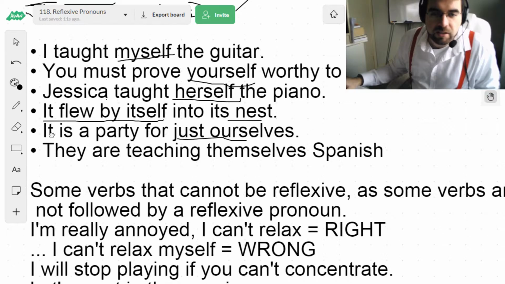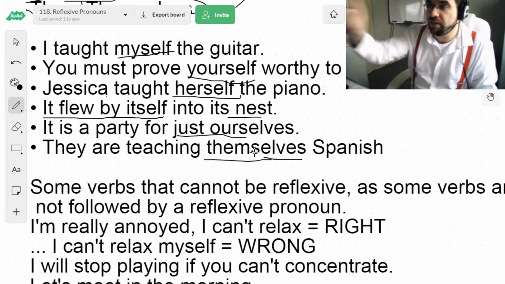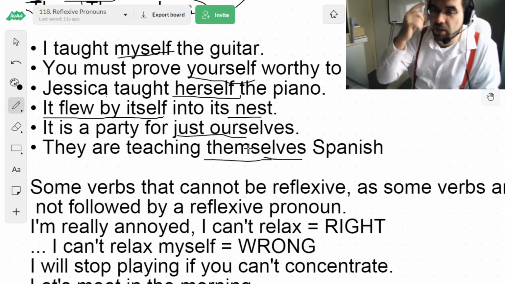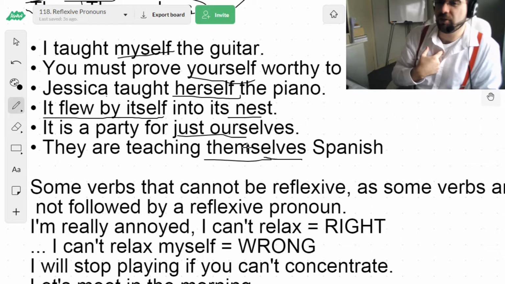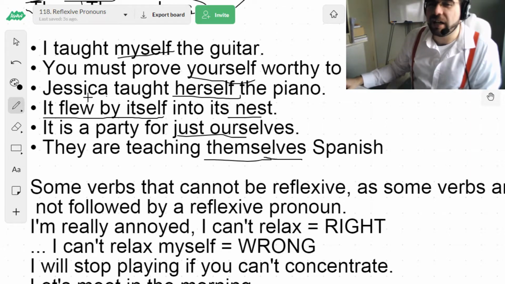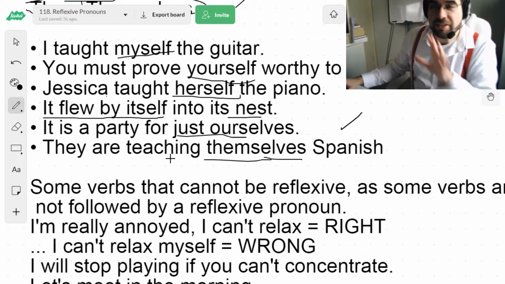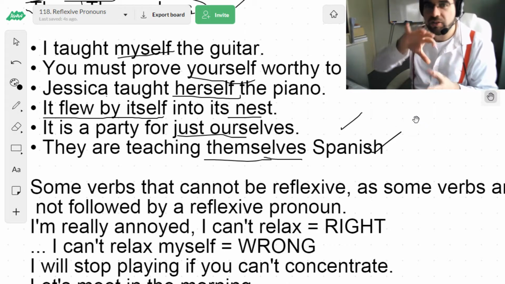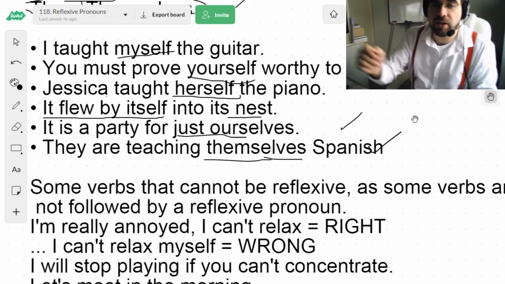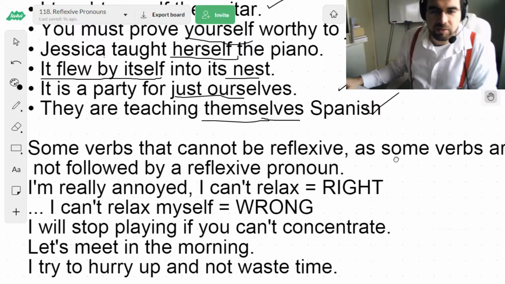They are teaching themselves Spanish. Hola, señor. ¿Cómo estás? Soy fantástico. I know, not estoy, soy. Okay. They're teaching themselves Spanish. So they're referring back to themselves by using a reflexive pronoun. He, himself, her, herself, it, itself, me, myself. Okay. Let's have a look then.